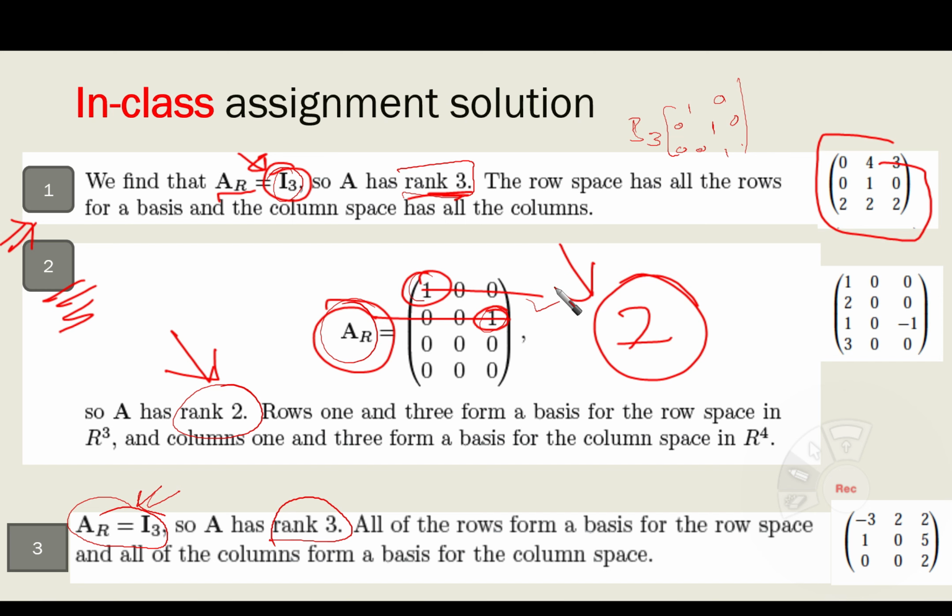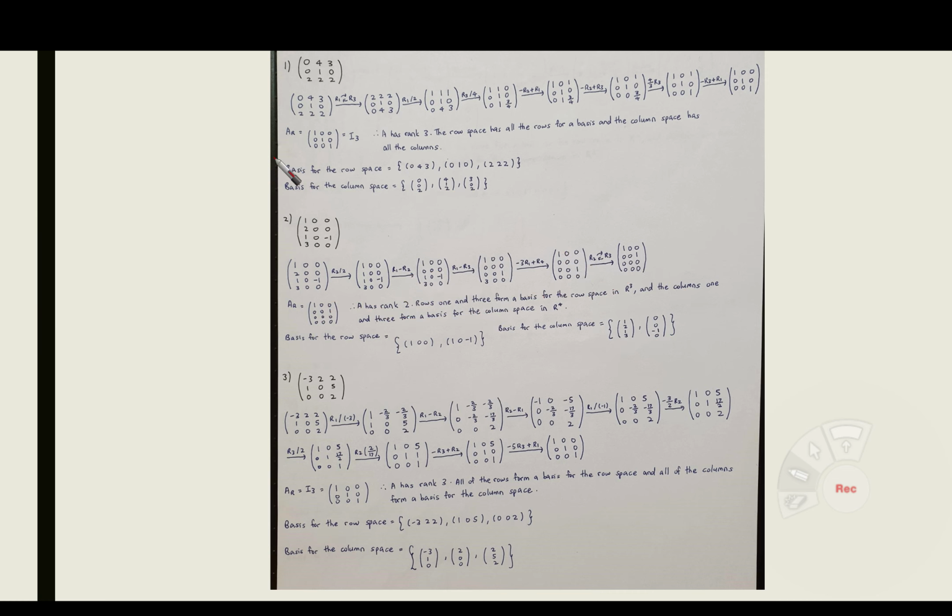What is the meaning of rank again? There are 2 rows independent, okay, and also there are 2 columns independent, okay. And for the third one, you are going to find AR equals the identity matrix I3, then A has rank 3. So this is the solution of the in-class assignment, and you are going to find it easy. This is the detailed solution. We have example problems 1, 2 and 3. You can get AR, as you can see here. It is the identity matrix, then the rank is 3.